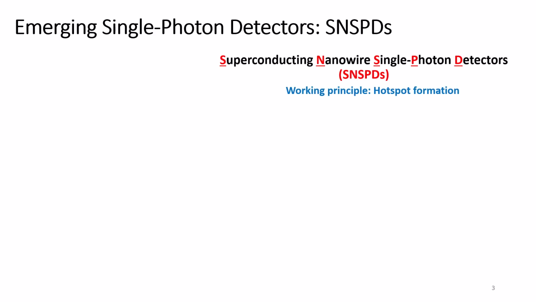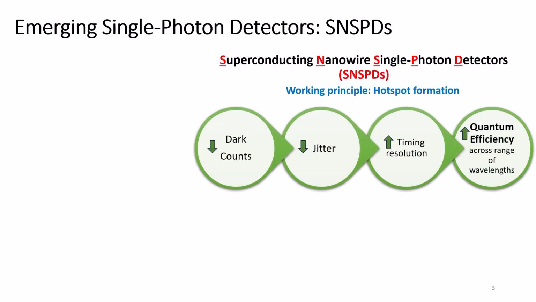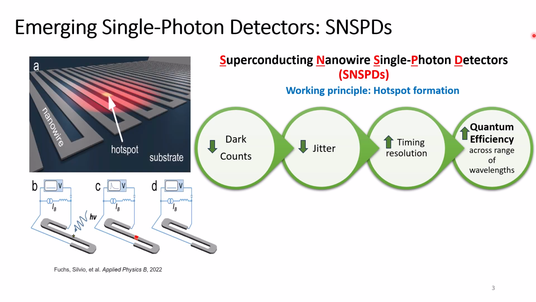Detectors based on superconducting nanowires are lucrative alternatives to SPADs due to advantages like low dark counts, low jitter, high timing resolution, and near unity quantum efficiency across a range of wavelengths. Meandered nanowires are cryogenically cooled and maintained in a state of superconductivity. The detection of a photon results in a resistive hotspot that causes a voltage drop across the circuit. As the hotspot dissipates, the circuit returns to a state of superconductivity with no voltage drop across the ends of the meandered nanowire.